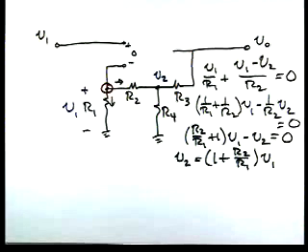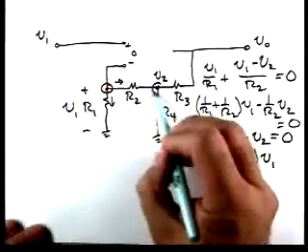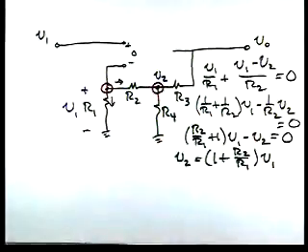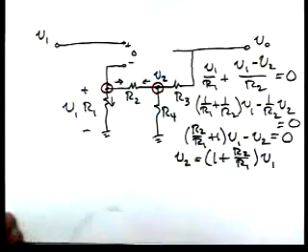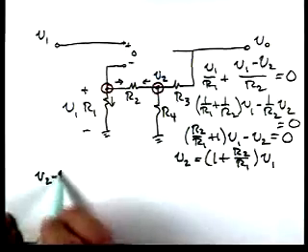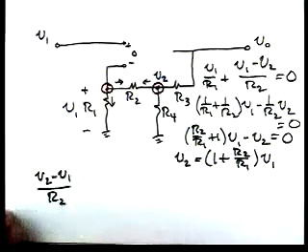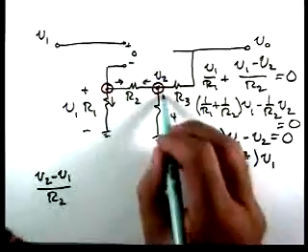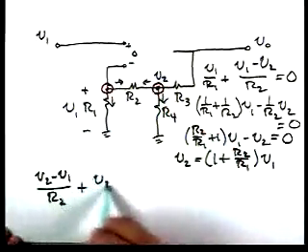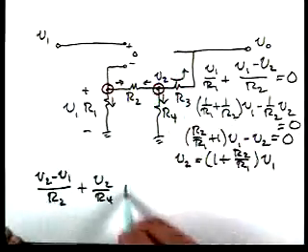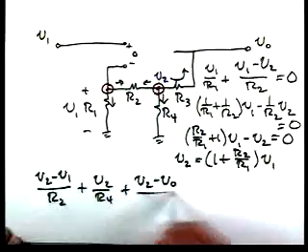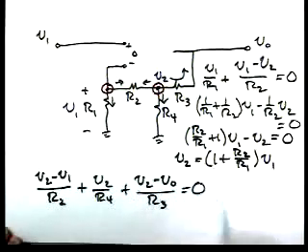Now, next we can apply Kirchhoff's current law at this node, and if we start, for instance, with the current leaving in that direction, again we're doing nodal analysis: V2 minus V1 over R2. The current here, V2 over R4. The current in this direction, V2 minus V0 over R3 equal to 0.